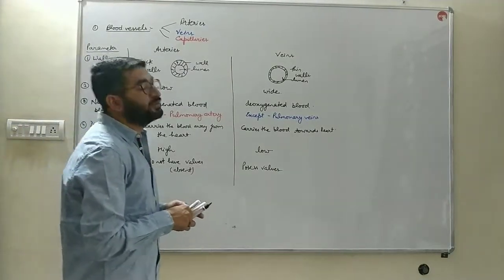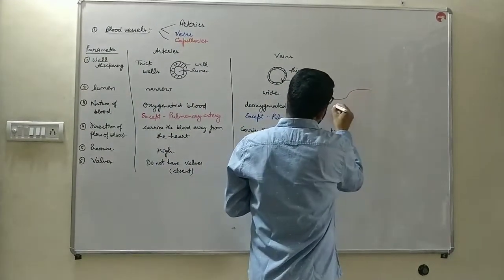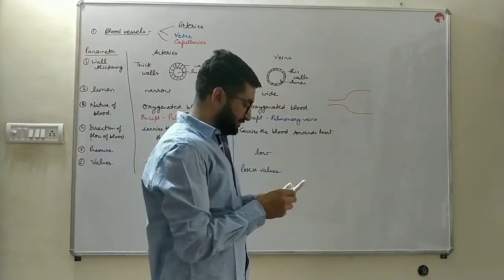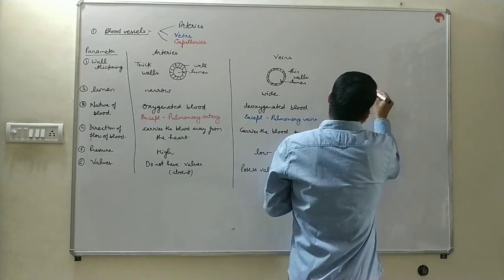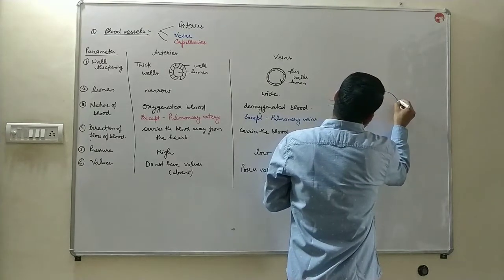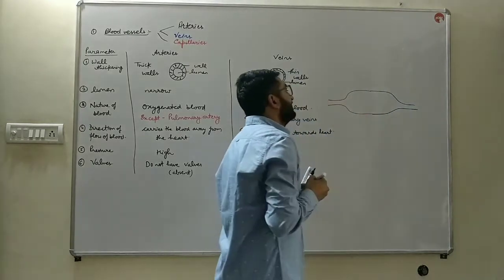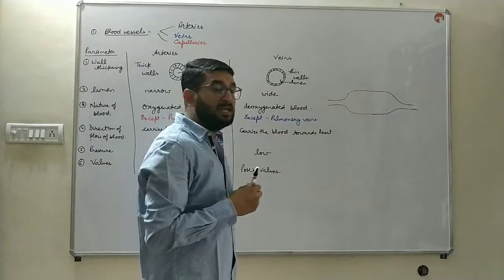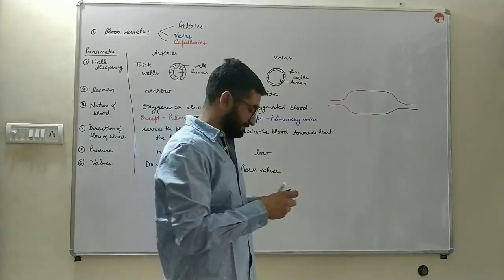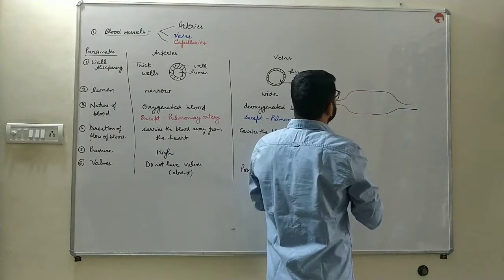Now we'll discuss the capillaries. Capillaries are the thinnest blood vessels. They are only 1 to 2 cells thick, and they are formed by the distribution of arteries, and later on when these capillaries combine, they form veins. As in this diagram, we'll draw the capillary network.